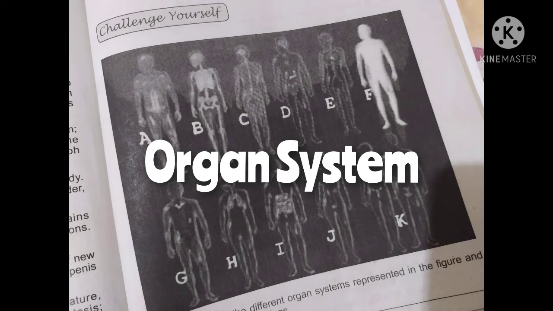Now, for the What I Know, you have to answer 15 multiple choice questions as your preliminary assessment of what you already know about the organ system of representative animals.